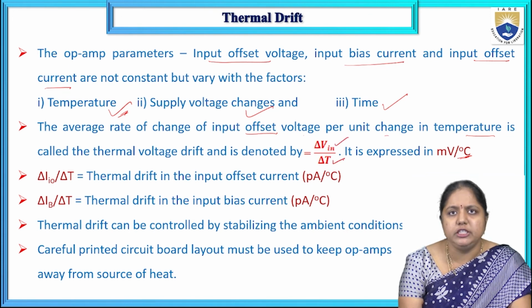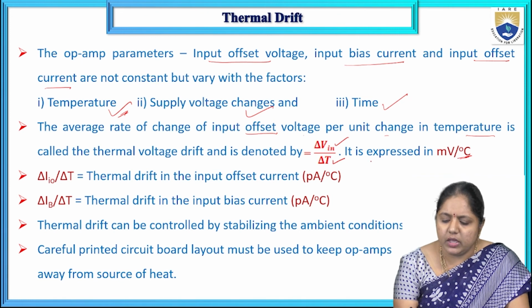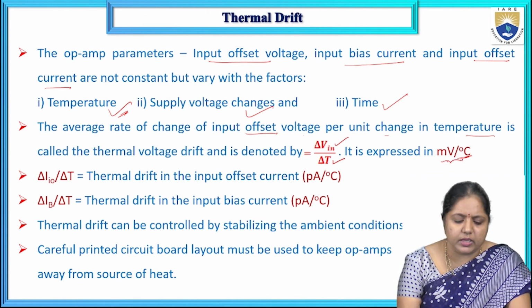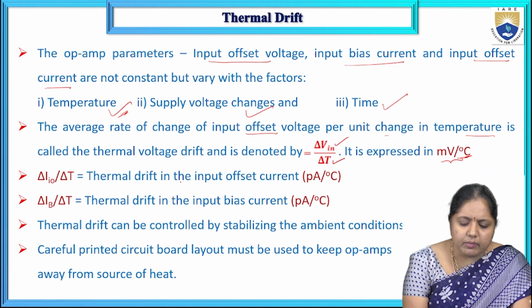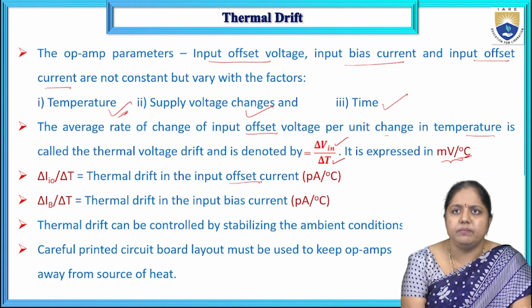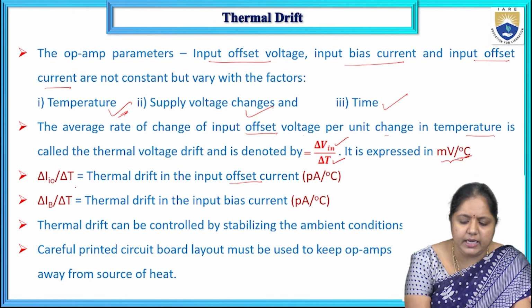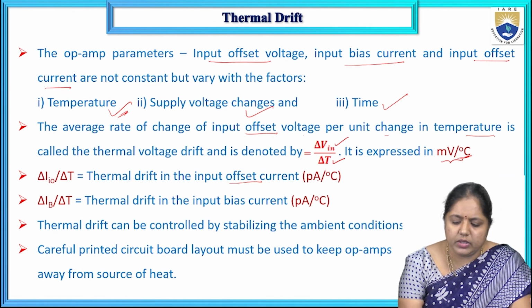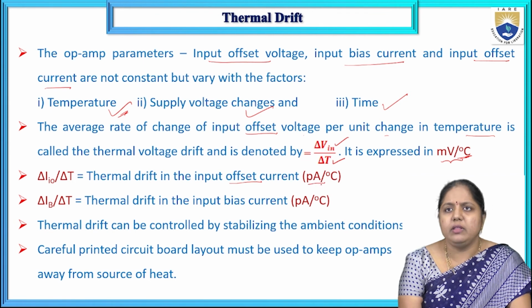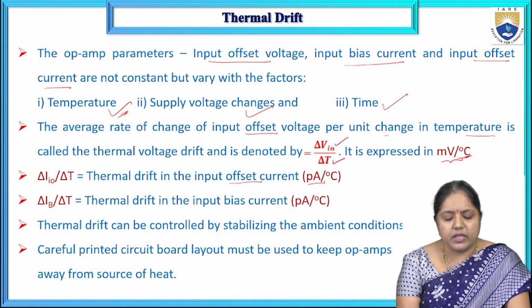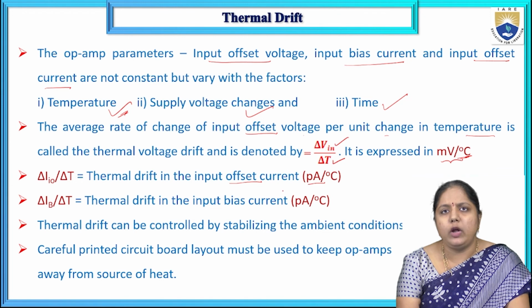Delta T is a change in the corresponding temperature, so it has the units of millivolt per degree centigrade. Similarly, thermal drift in the input offset current is delta IOS by delta T, represented here with the units picoamp per degree centigrade. For every 1 degree rise of temperature, the corresponding input offset current increases by a factor of picoamps.